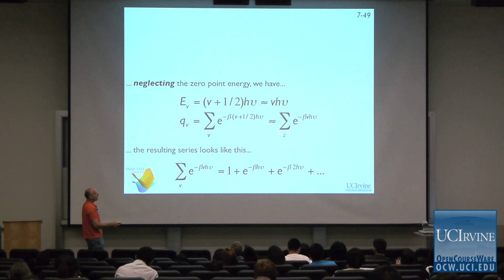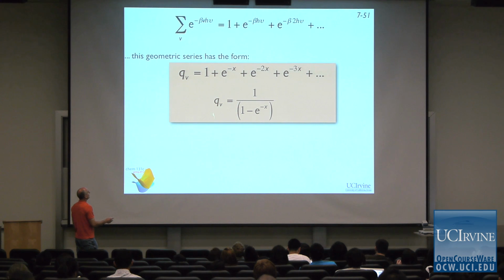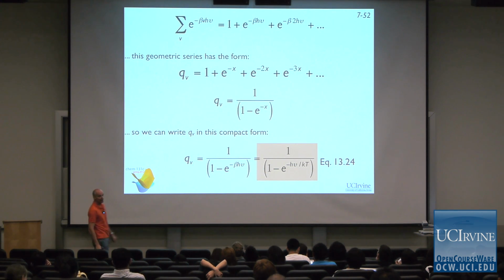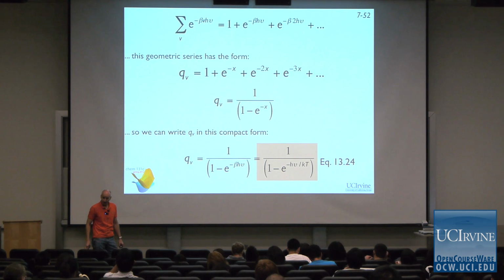So if I write that series out, it looks like this: v equals 0, 1, 2, 3, and so on. Now, there's a nice closed-form expression for what this series sums to. It's going to sum to this if that's an x. Of course, it's not an x, it's an h nu over kT. So we're going to use the same form, just substitute h nu over kT, and that's our vibrational partition function right there. Really simple expression.